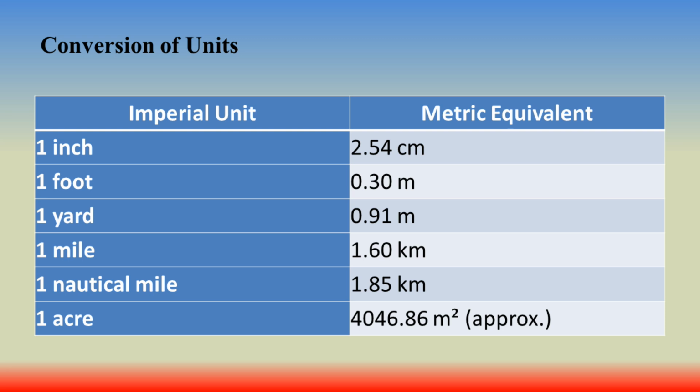Conversion of units. Sometimes we need to convert units between different systems, especially from imperial to metric. Here are a few examples. 1 inch is equal to 2.54 centimeter. 1 foot is equal to 0.30 meter. 1 yard is equal to 0.91 meter. 1 mile is equal to 1.60 kilometer. 1 nautical mile is equal to 1.85 kilometer. Knowing these conversions is especially useful in engineering, aviation, and navigation.